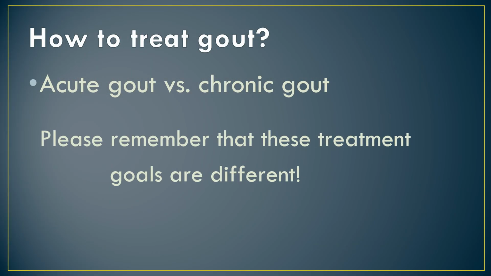A good way to think about these two goals is treating acute gout versus chronic gout. Or a different way to think about that is to treat the inflammation that comes from the acute manifestation versus treating the hyperuricemia, which is part of the chronic gout. If you can keep those two goals separate and remember them both, then you're going to have a much easier time remembering how to treat gout.